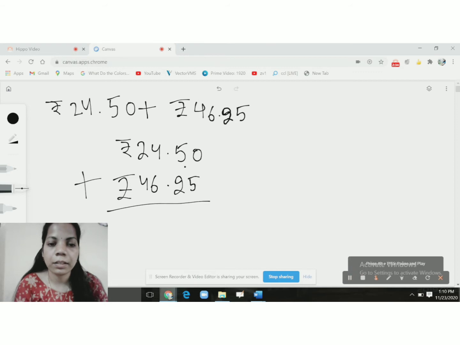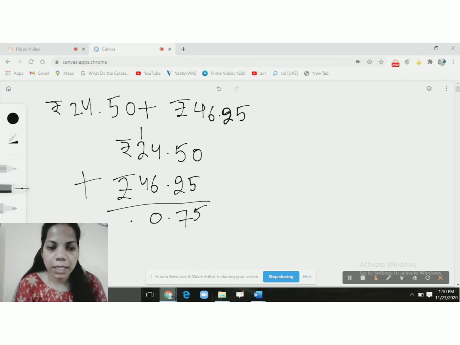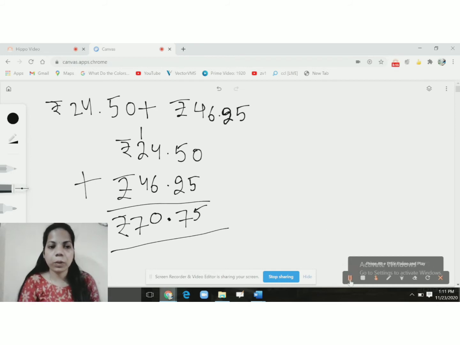Now we will add this money as we add the normal numbers. Okay, 0 plus 5 is 5. 5 plus 2 is 7. 6 plus 4 is 10. So 1 carrying and 0 here. 4 plus 2, 6. 6 plus 1, 7. 70 rupees, 75 paise. So at the end we should take care that the decimal point should lie in the same place. See, after 2 digits, the decimal point should be there. In this way, we have to add money.